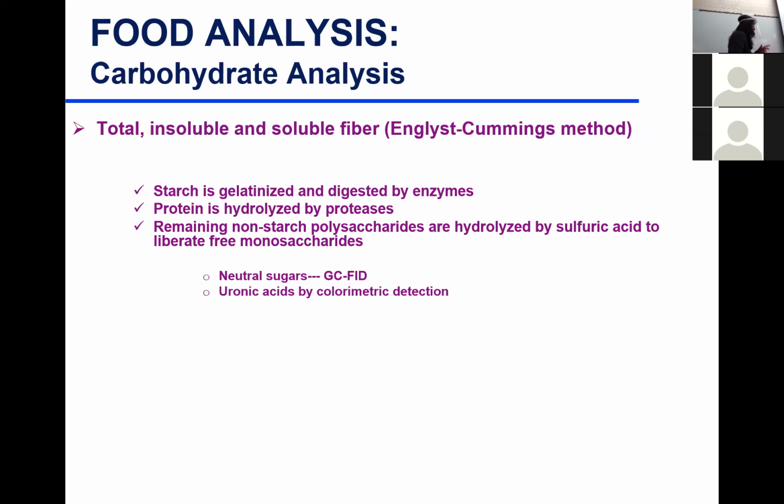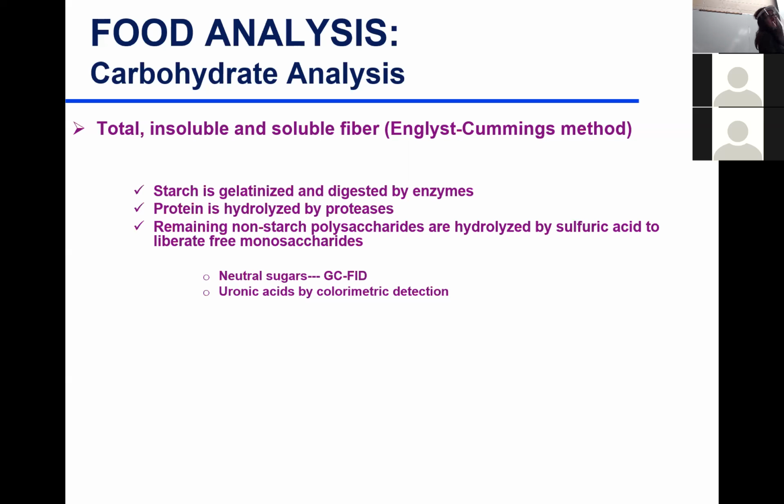So because it's an acid, in this case, it's not determined by GC-FID. There is a specific method, a colorimetric method, for it to be detected. Now, before we're able to detect neutral sugars, I need to also separate into my insoluble and soluble fractions, and then break them into the different components. So the same process applies.